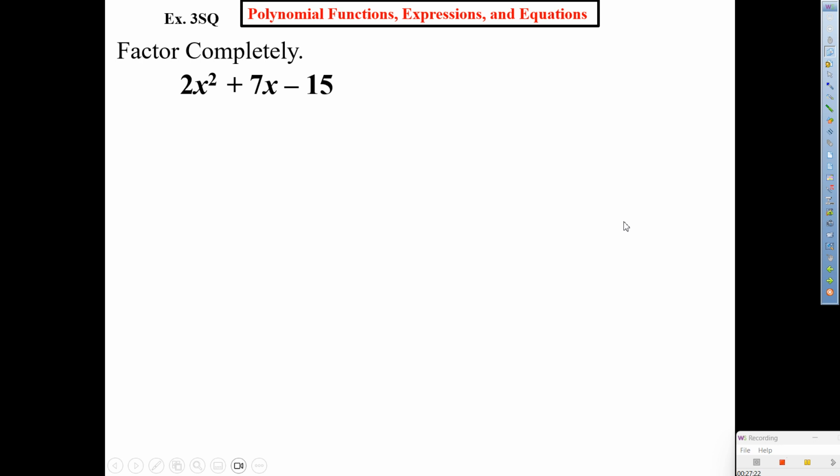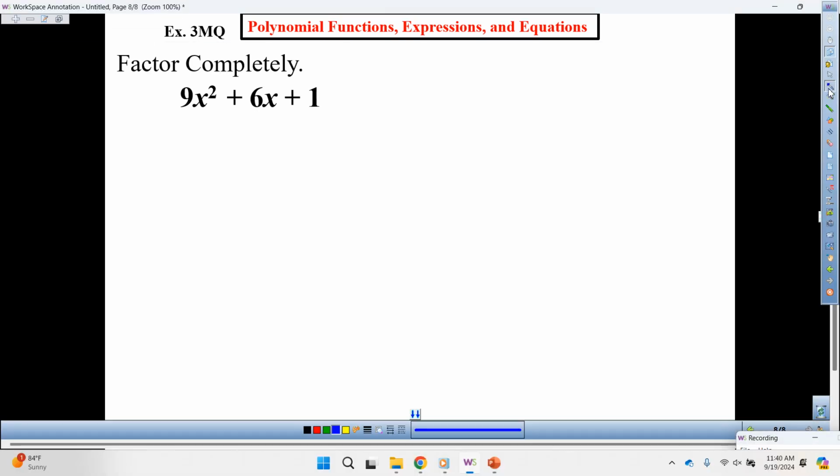Shall we? There it is. Next one. Go a little bit faster, please. 9x squared plus 6x plus 1. See what you get. Okay, let's go. Go, Caesar. What do I do? Is it in standard form? Yes. What did you check next?